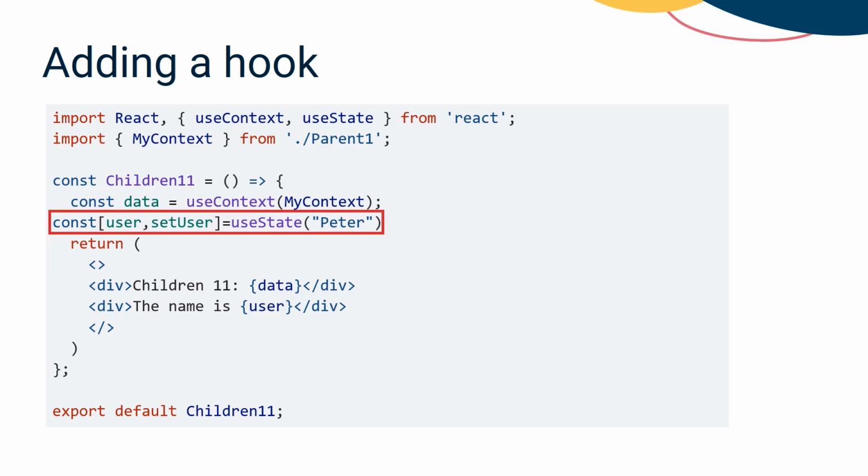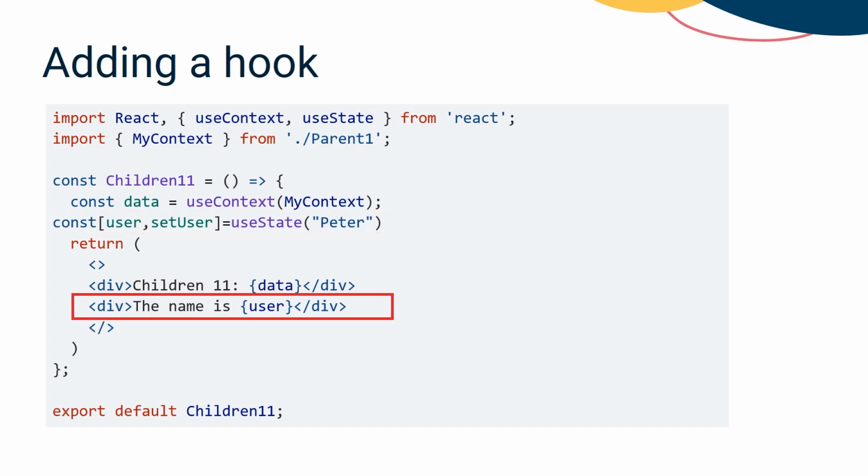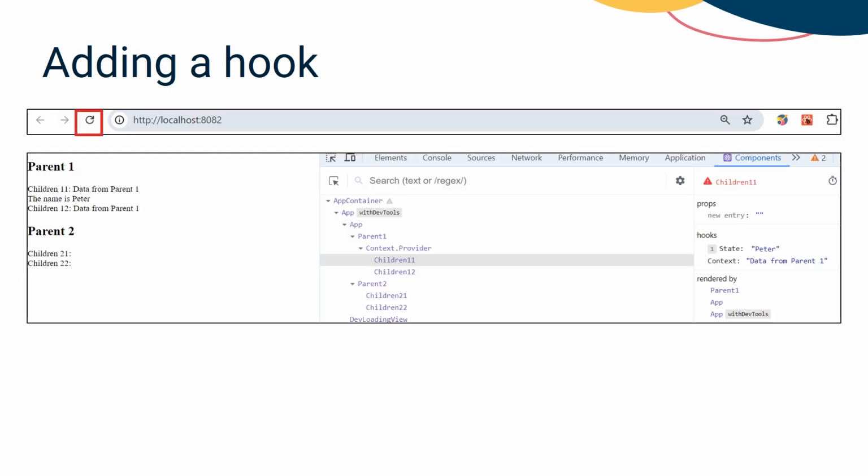To add a useState hook, type useState in the children 11 component. You can also display the user's name within the div. Click Refresh to view the latest changes. The DevTools will display details of the state hook in the right pane under the Hooks category.